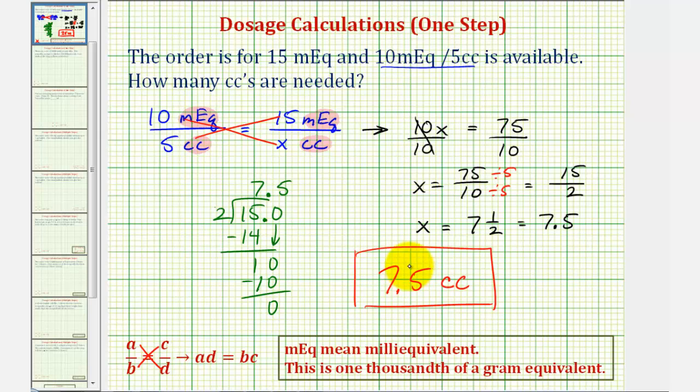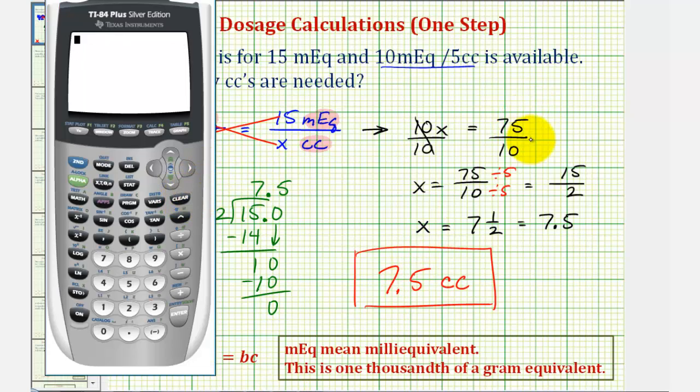Of course, we could find this answer much quicker if we use a calculator. Notice from here, 75 divided by 10 would give us the 7.5.